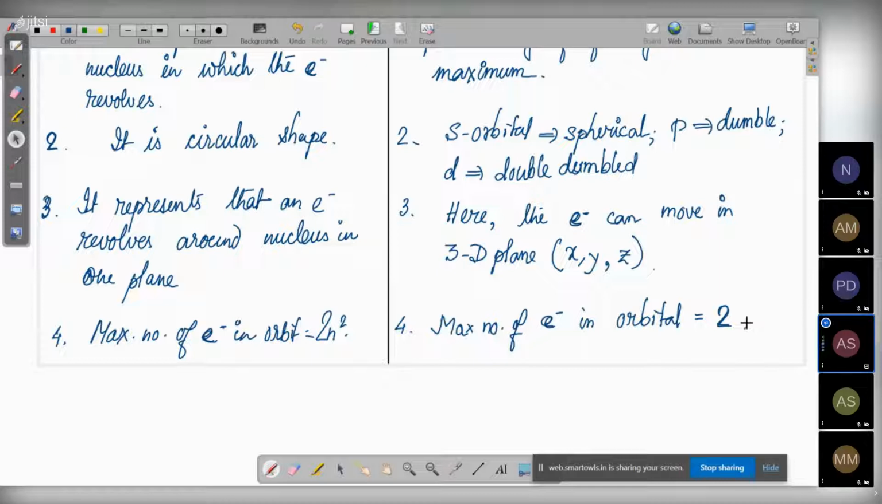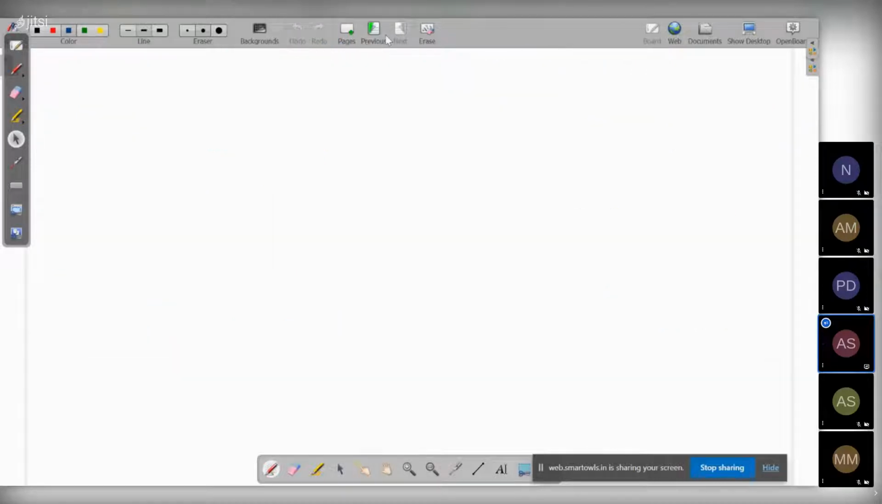Now we'll come to the last quantum number, which is the spin quantum number. And luckily, this is not so big, just a small one-line thing. It is the spin quantum number.